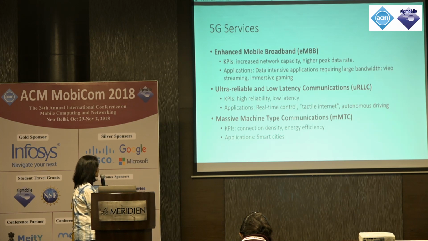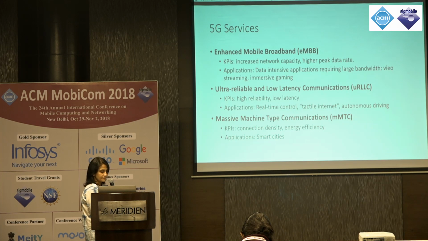The third one, which we touched upon a little bit already, is massive machine type communications. Here the key performance indicators, the KPIs, are connection density and energy efficiency. In some of these applications, like in smart cities, you want to have a bunch of sensors out there, and you want the batteries to last maybe 10 years. The challenge is, can a cellular system provide that kind of energy efficiency for these devices?